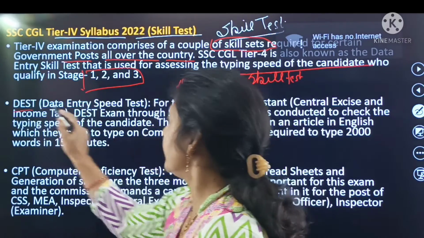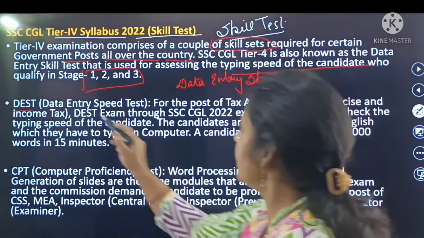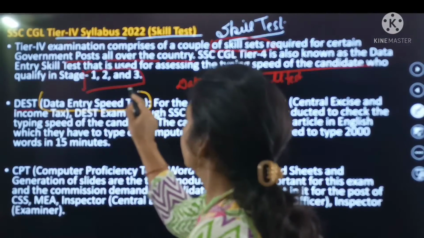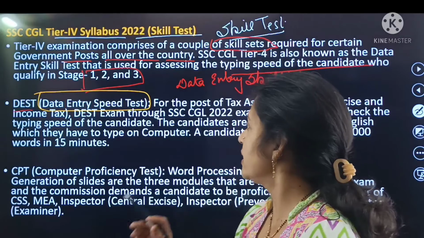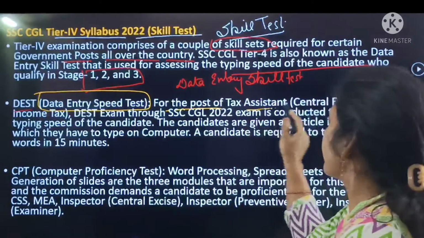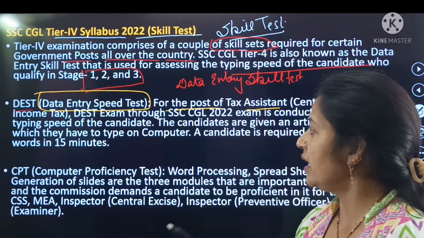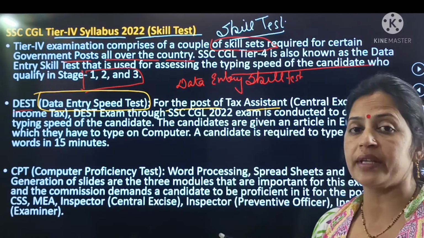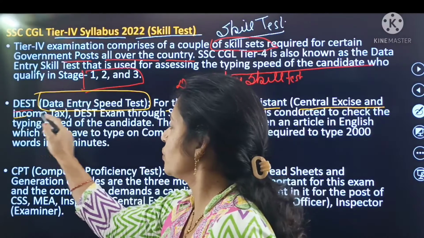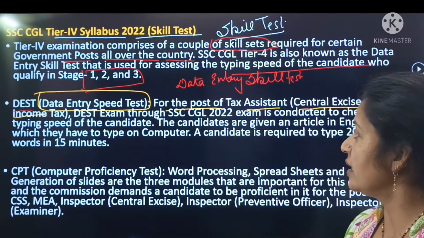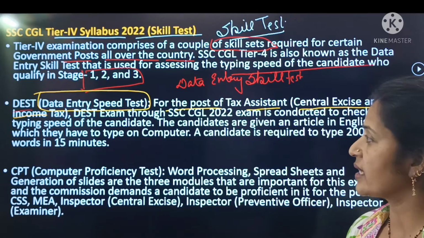After that, DEST, that is data entry speed test. So DEST, data entry speed test, is applicable for the post of tax assistant, central excise and income tax. It is the post applied for the tax assistant, central excise as well as income tax.